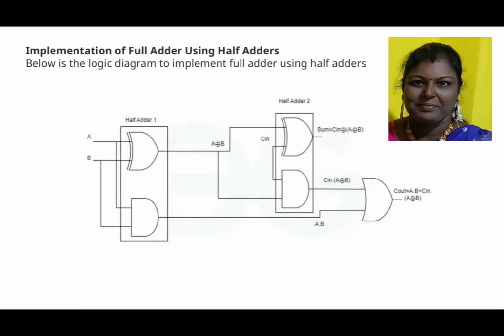Now, let's look at how we can build a full adder using half adders. This slide shows the logic diagram that breaks down the full adder into simpler parts, 2 half adders, and some additional logic. By combining these smaller building blocks, we achieve the full addition operation, including handling the carry input. It's a clever way to simplify complex circuits by reusing basic components.